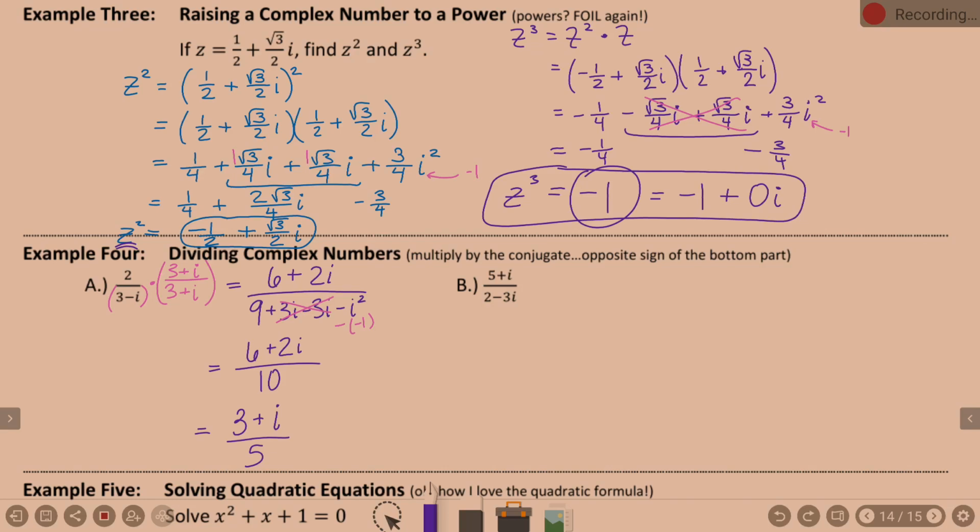Now, while you could write it like this, if we are going for that official a plus bi form, split this into 2 terms. Right now we have one big fraction. How do we write this as 2 fractions added together? 3/5 plus i over 5. Yep. That works. The other option would be to say 1/5 i. So again, just proper form.